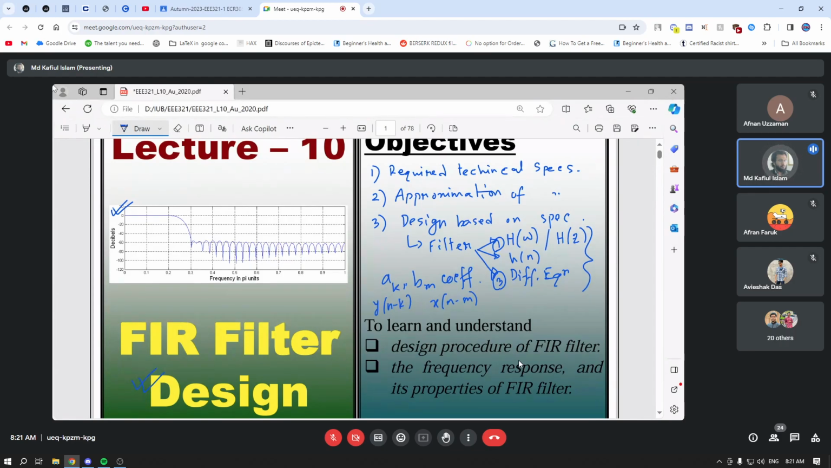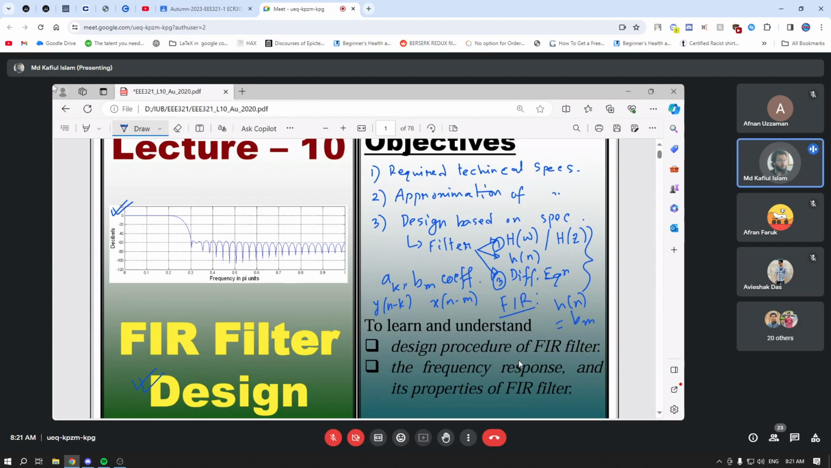And if you think about the FIR filter specifically, then you know that for an FIR filter, your h[n] is the same as the bm coefficients. Do you agree? Do you remember that we talked about the FIR filter and we found that the FIR filter coefficients are the same as the impulse response sample values? Okay, so this is for the FIR filter.